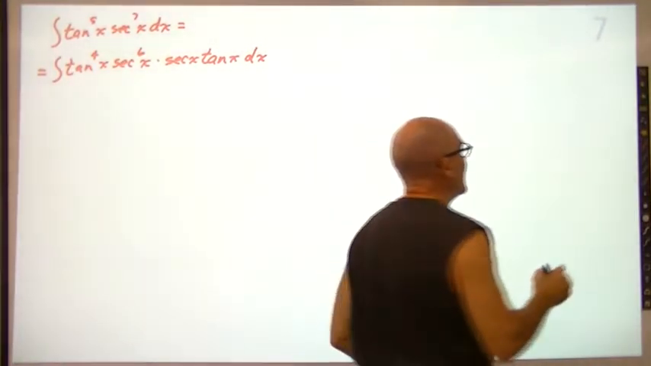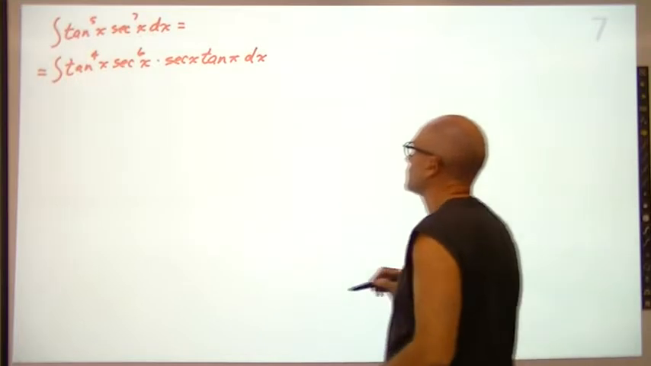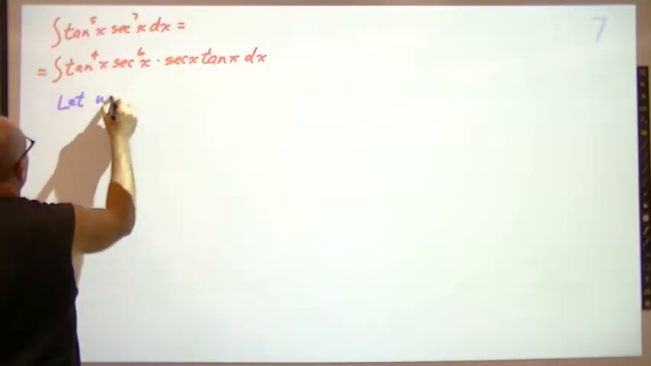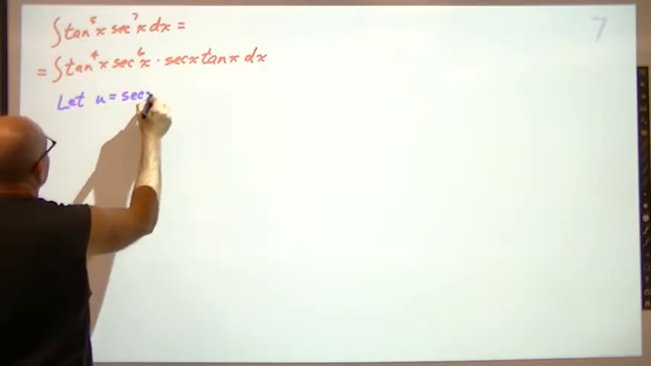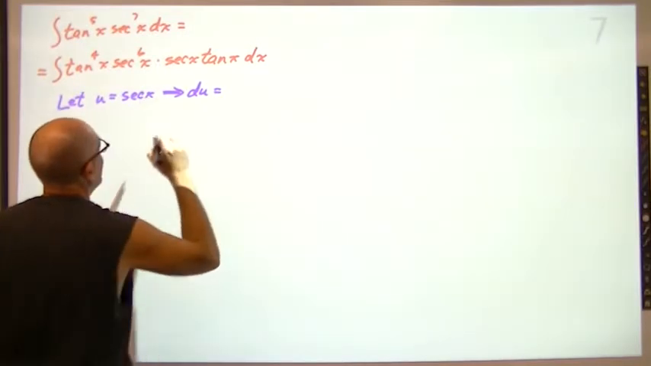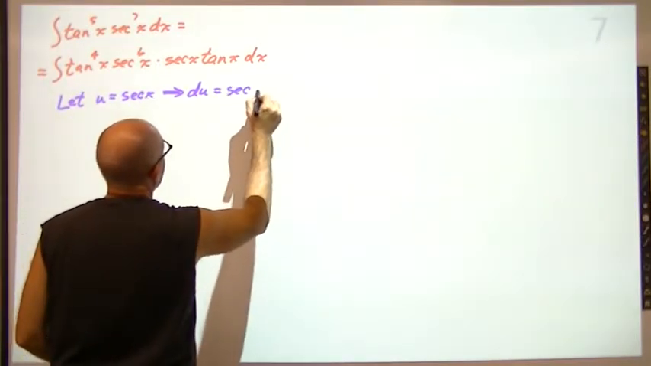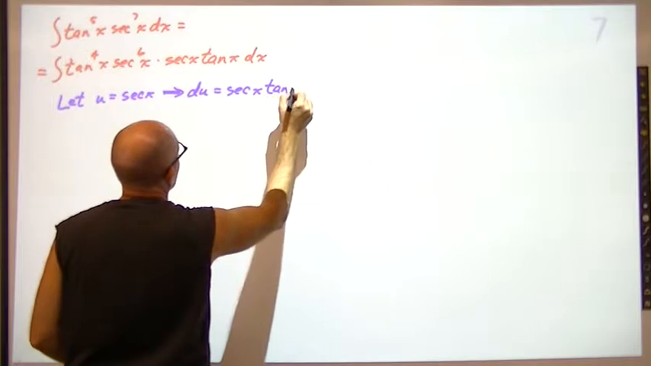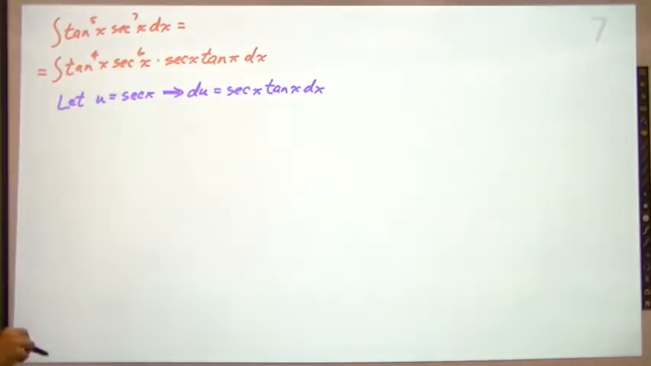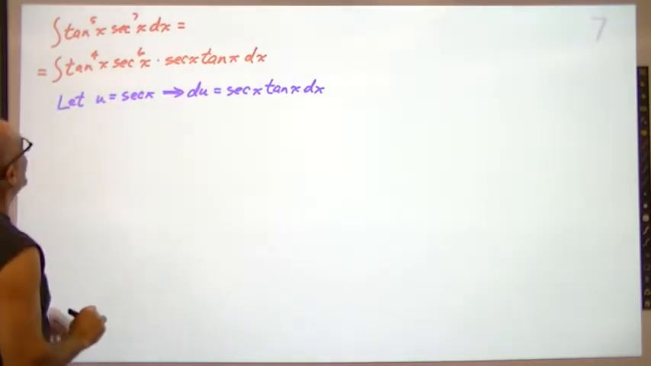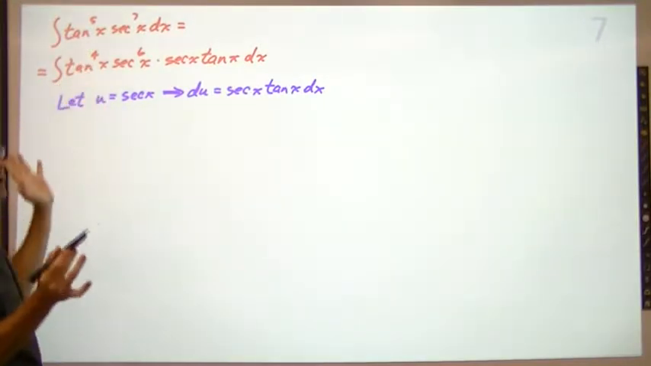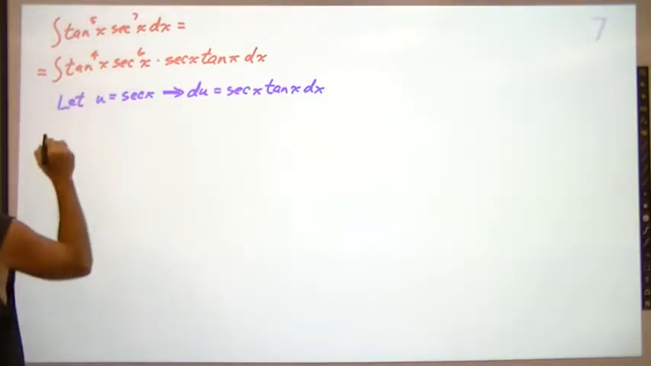Now, why did I put a secant tangent dx at the end? Because when I do my u substitution, u is going to equal secant x. So that means du equals the derivative of secant, which is secant tangent dx. Well, there's my secant tangent dx. And so the only other thing is, if u is going to be secant, then I don't want any tangents. I want all secants.